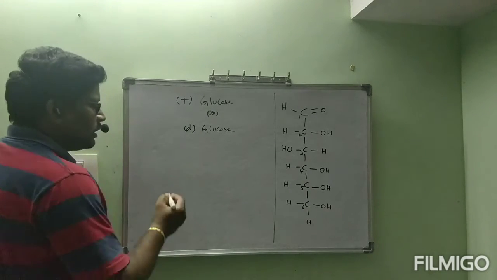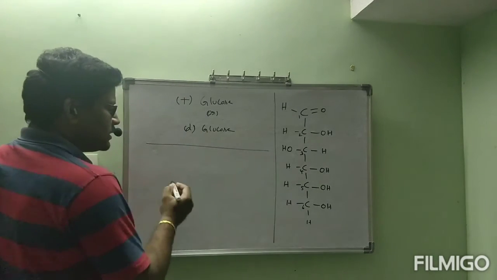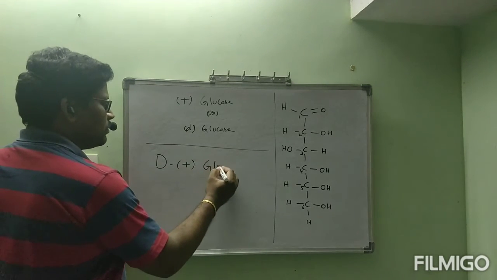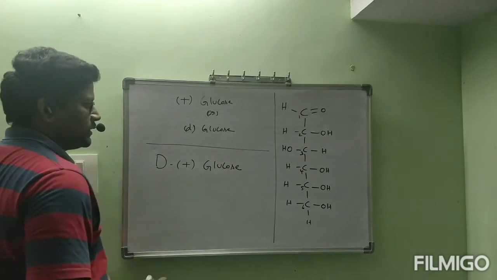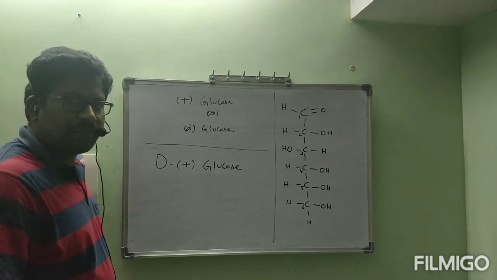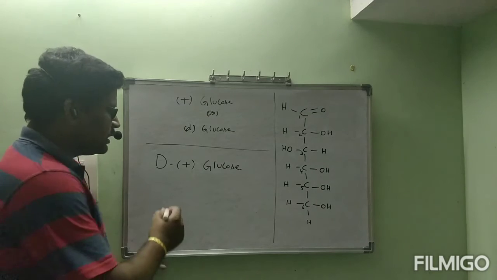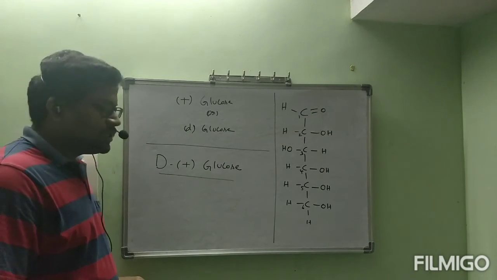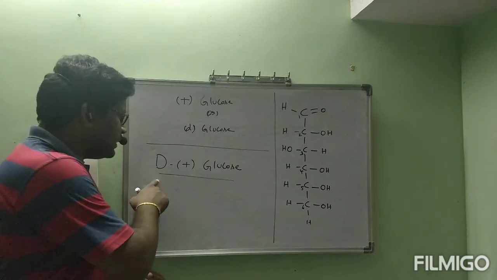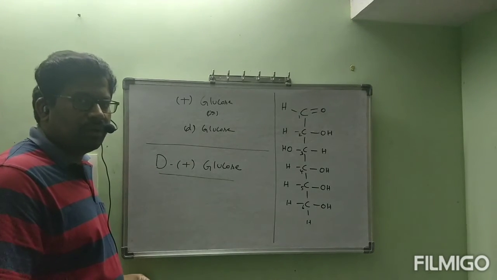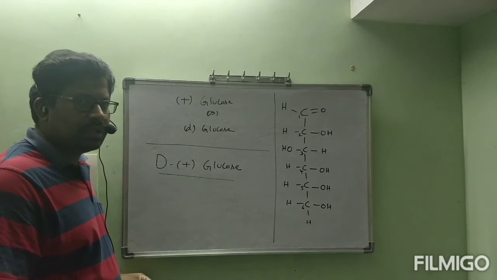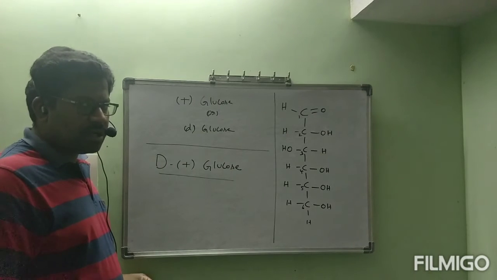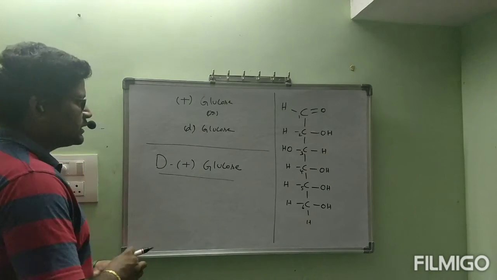Along with that, glucose is finally represented as capital D plus glucose. The name of the glucose can finally be written as capital D plus glucose. What is the thing here representing capital D? That we have to see now. Let us see the difference between the capital D, capital L and small d, small l representation.